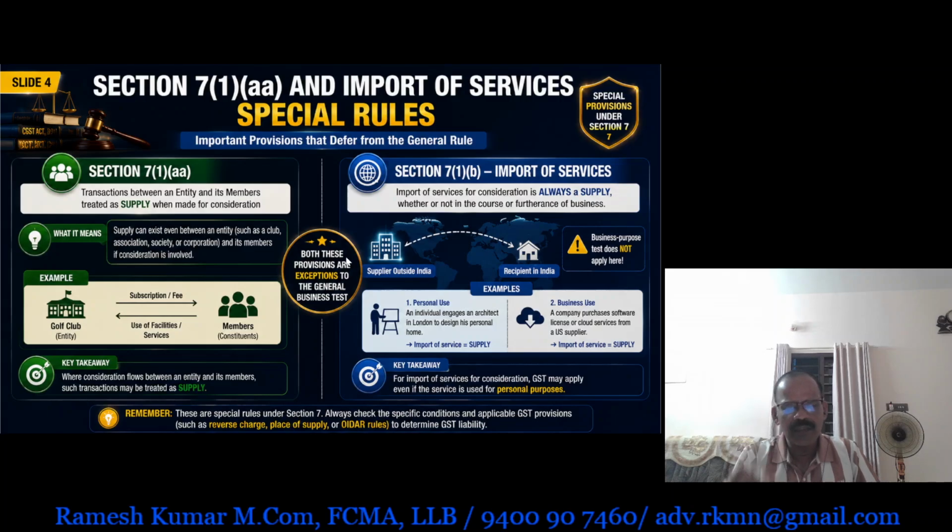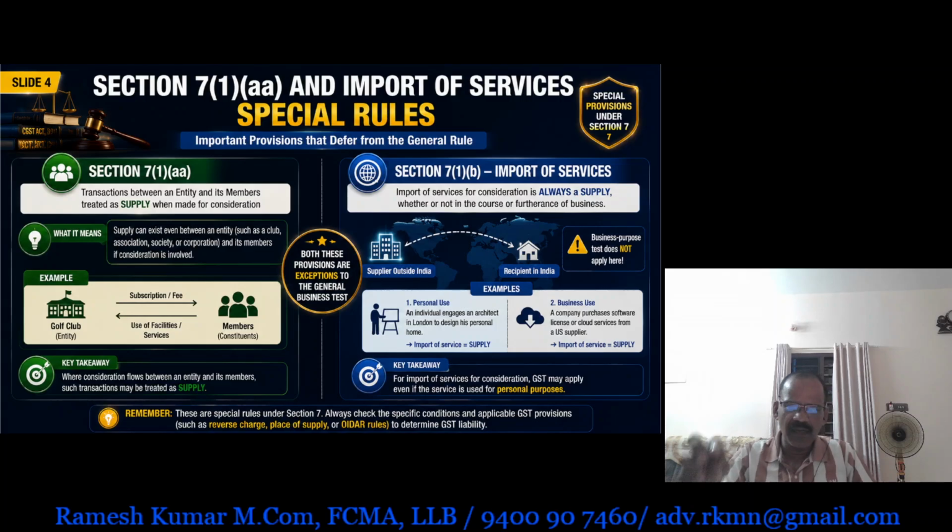So, this slide deals with the two special cases. First, look at the left side. Section 7, subsection 1, clause AA deals with specified transactions between an entity and its members or constituents when consideration is involved. The law may treat the entity and its members as distinct persons for this purpose. Now move to the right side.